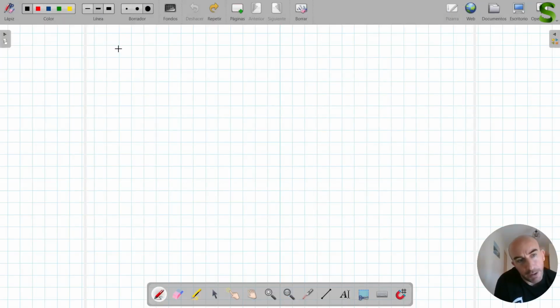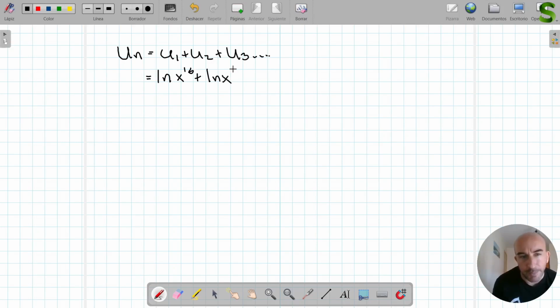You know that in your terms, you have the first term, second term, third term, etc. So the first term is logarithm x to the power of 16. The second one is logarithm of x to the power of 8. The third one is logarithm of x to the power of 4, etc. So that's our series. And we know the general formula for the nth term in a geometric sequence is the first term times the ratio to the power of n minus 1.